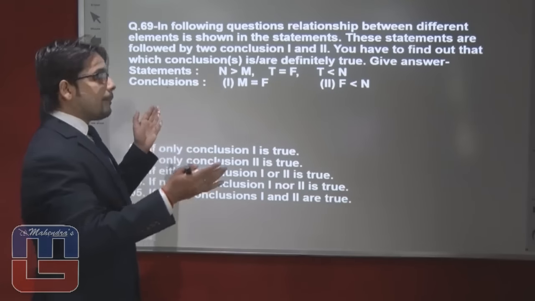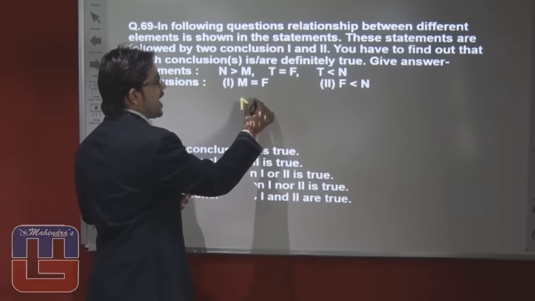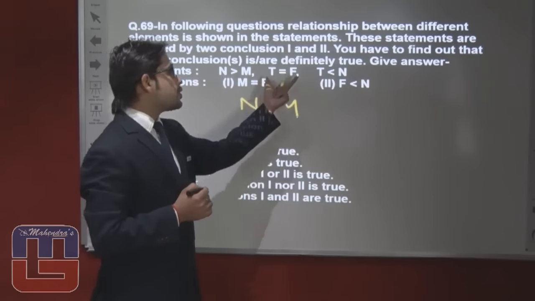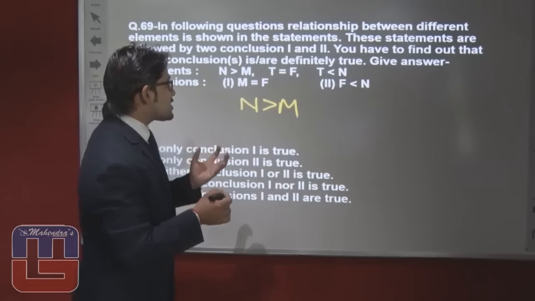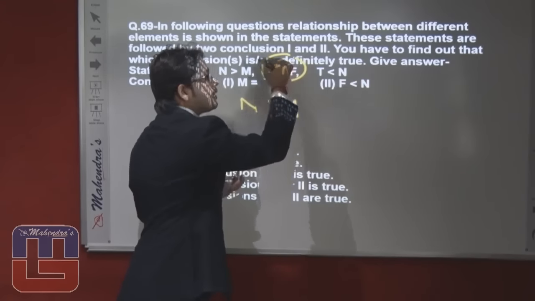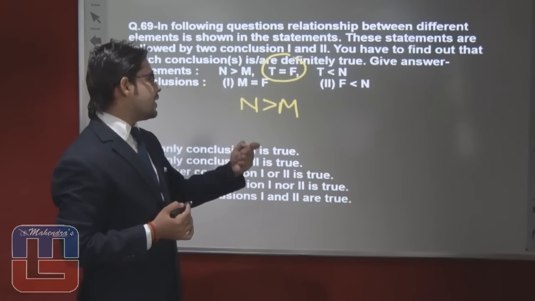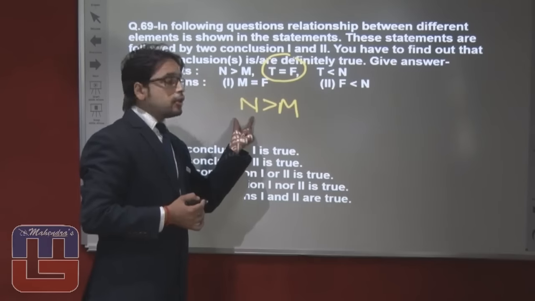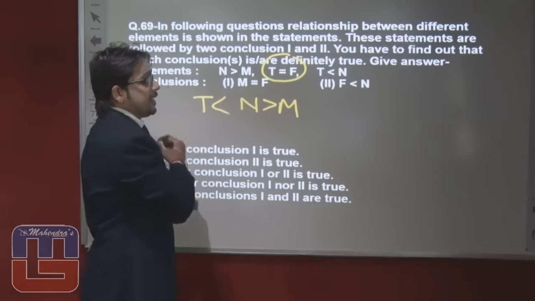Now we have to combine these statements. As you can see here, the first statement is N is greater than M. The second statement is T is equals to F. But neither do we have T nor do we have F. So this time we have to skip this statement. We should move towards the third statement, that is T is smaller than N. Now we can combine it because we already have N. So now we can relate it with this statement, T is smaller than N.